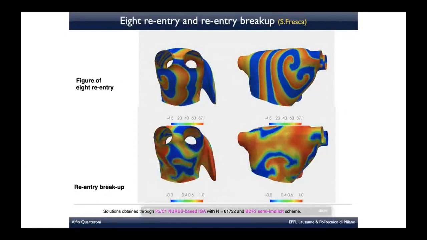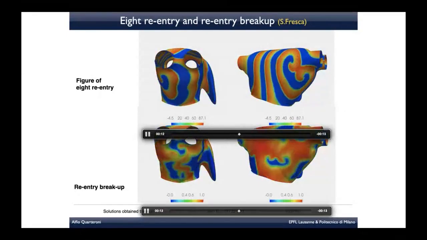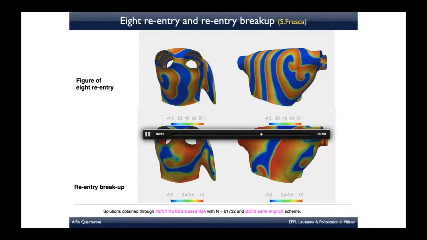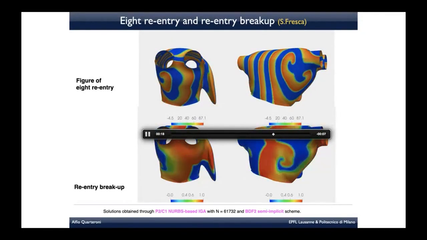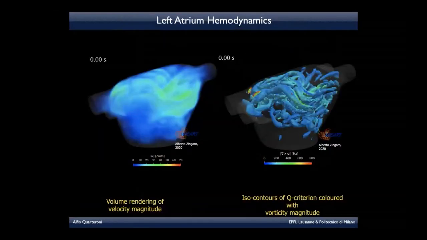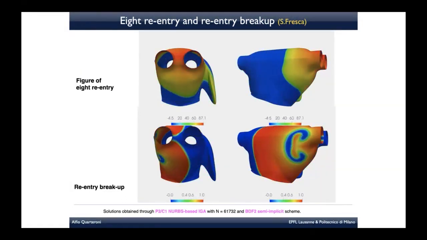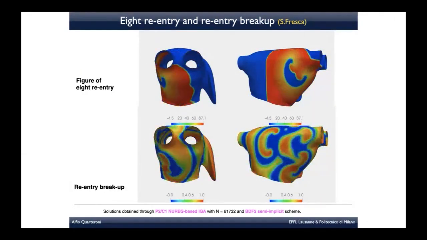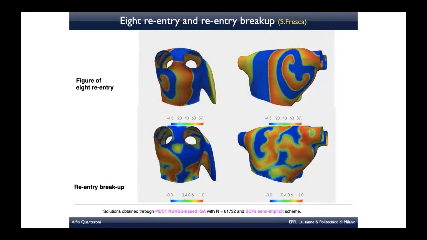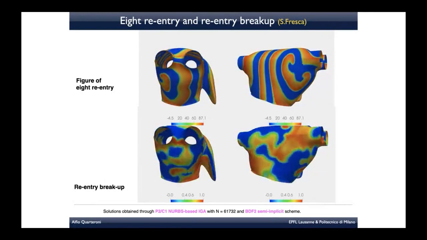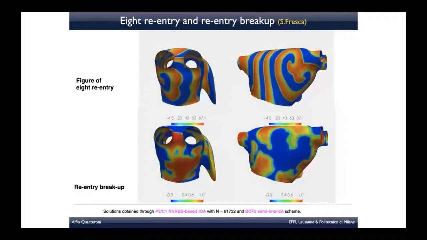Actually, this is the left atrium, with a very perturbed electrical process. And this is unfortunately quite normal. This is not exceptional, right? You can get tachycardia or even fibrillation.